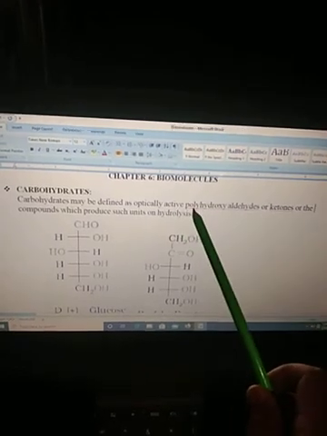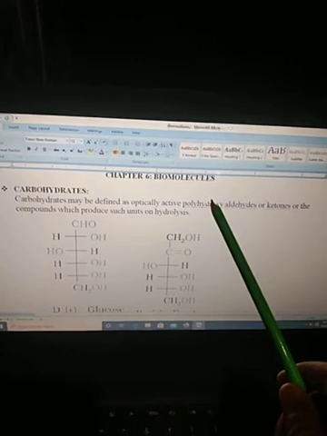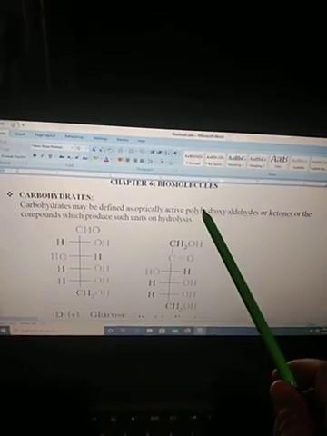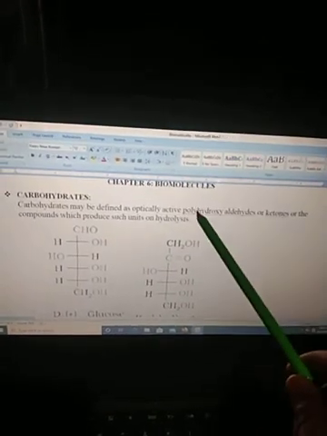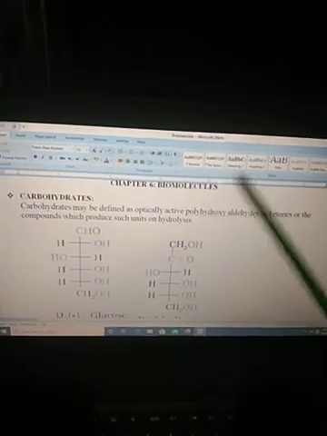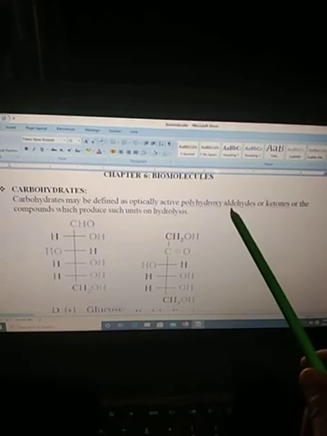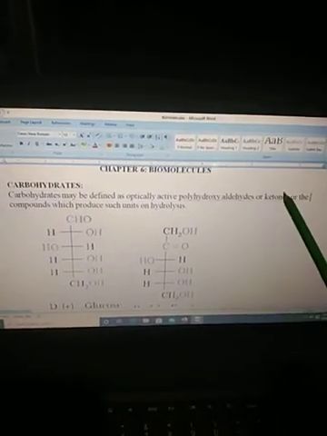So optically active, as we have studied in our previous class, that is class 11, we know this term. Optically active means if you pass plane polarized light through that, it will rotate the plane polarized light either to left or to right. Based on that, we have got D and L form, as we know. Now polyhydroxy means there are many OH groups, aldehydes or ketones.